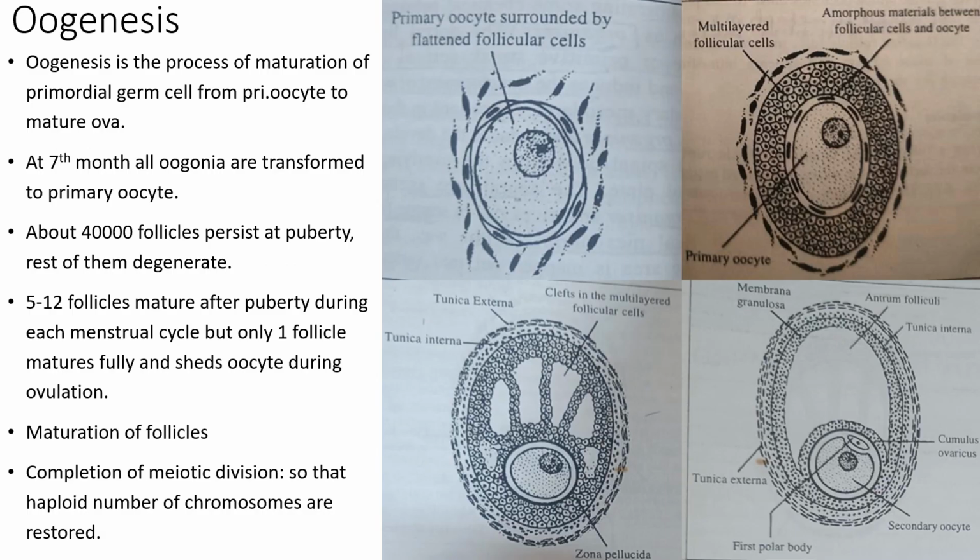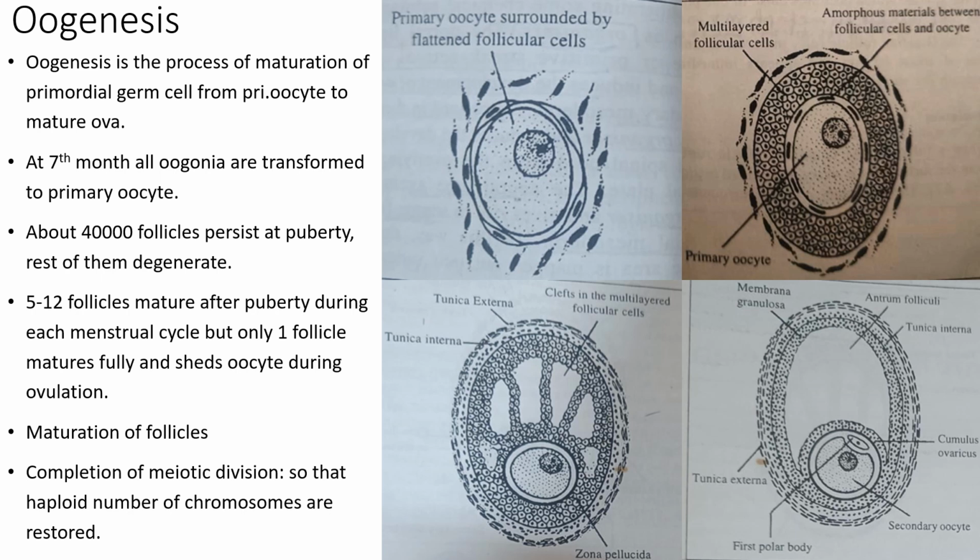The process of maturation of primordial germ cell from primary oocyte to mature ova in females is known as oogenesis. In oogenesis, first meiotic division occurs, which is heterotypical reduction division, and it is followed by second meiotic division. It is homotypical and it is more or less similar to mitosis.